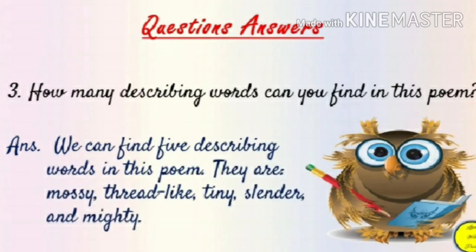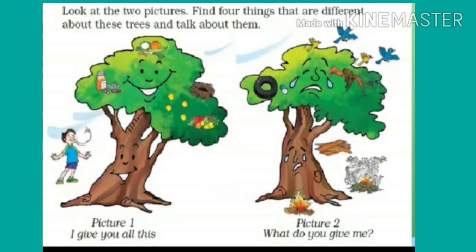Third one. How many describing words can you find in this poem? We can find 5 describing words in this poem. They are mossy, thread-like, tiny, slender and mighty. Second, talk time. Look at the 2 pictures. Find 4 things that are different about these trees and talk about them.